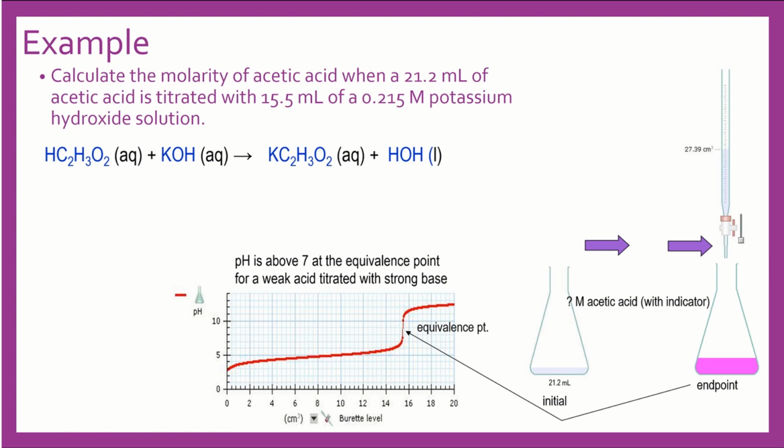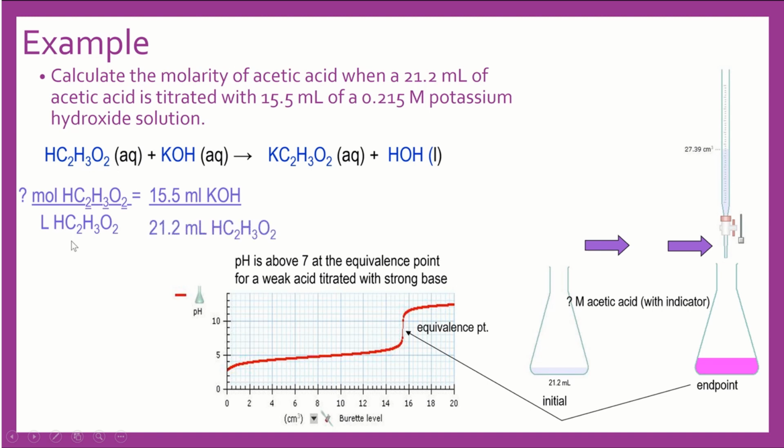So we're going to write our balanced chemical equation. Acetic acid plus potassium hydroxide gives us potassium acetate and water. Again, when I set up my concentration, moles per liter of acetic acid, I have my volume of acetic acid on the bottom. So I want to make sure I put the volume of my acetic acid on the bottom.